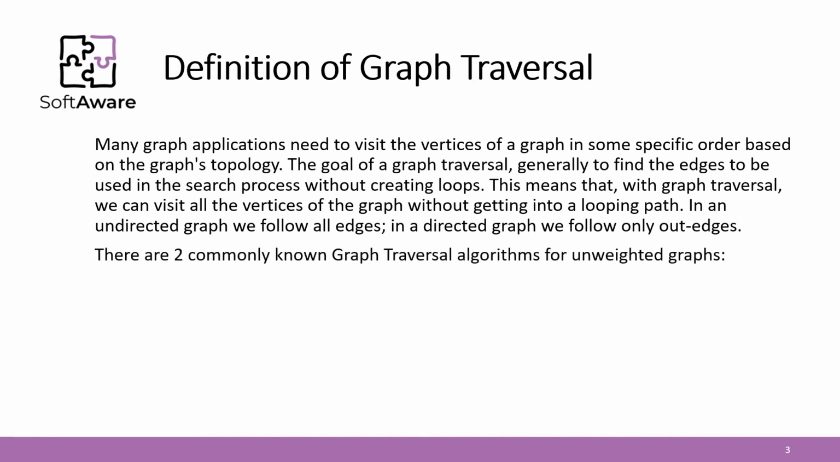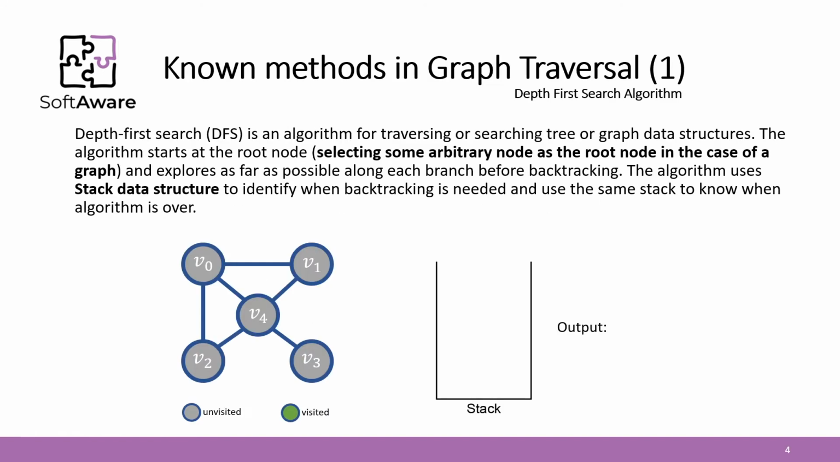There are two commonly known graph traversal algorithms for unweighted graphs: the depth-first search algorithm and the breadth-first search algorithm. In the depth-first search algorithm, a starting node is selected and explored as far as possible along each branch before backtracking. Backtracking is when the visited node no longer has an adjacent node that is not visited. In this case, we keep popping the top vertex from the stack until we reach a node that is unvisited or has an unvisited adjacent node.